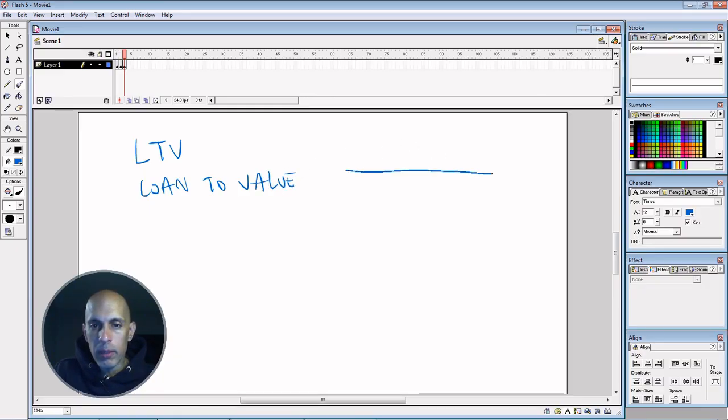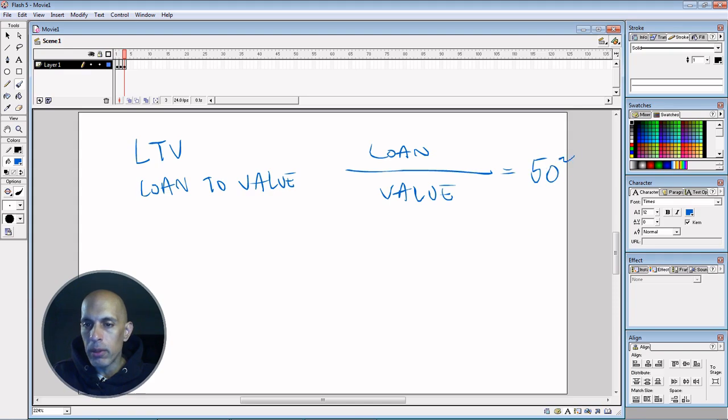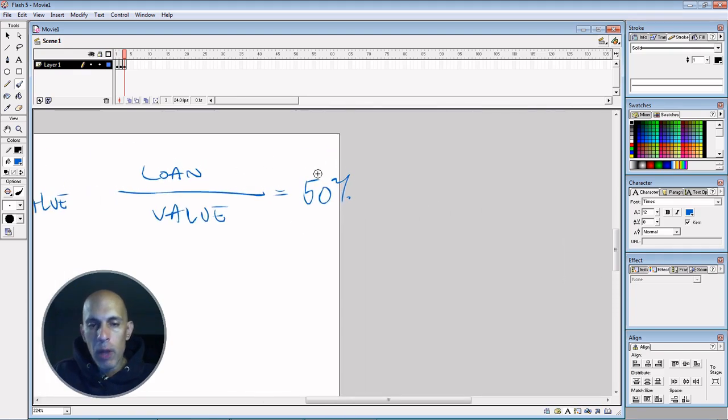And it's basically the loan amount over the value of the building. And the smaller this is as a percentage, so if this is 50%, the smaller this number is as a percentage, the better. So 50% is better than 70%. 70% is better than 80%. And what do I mean by better?